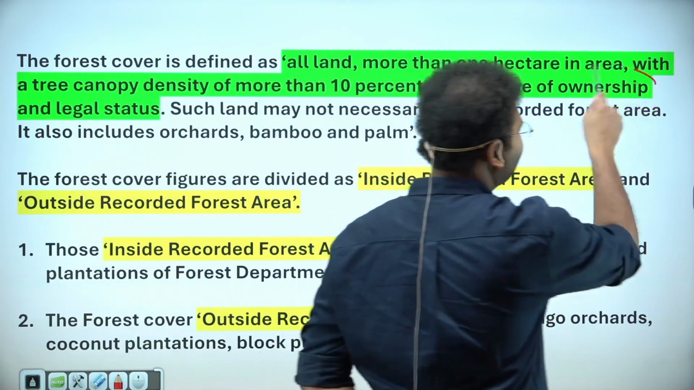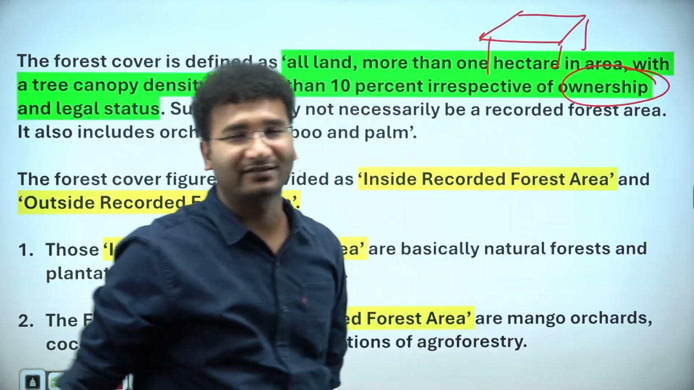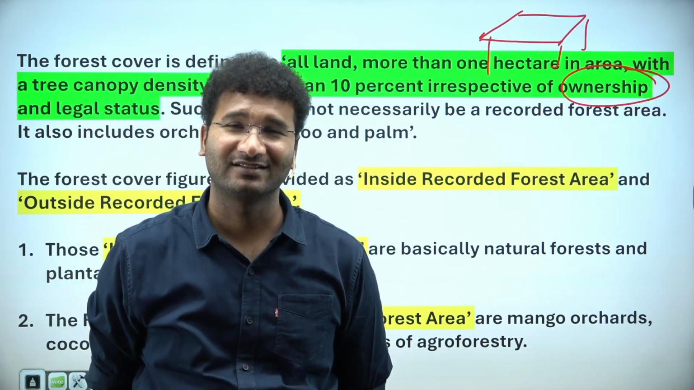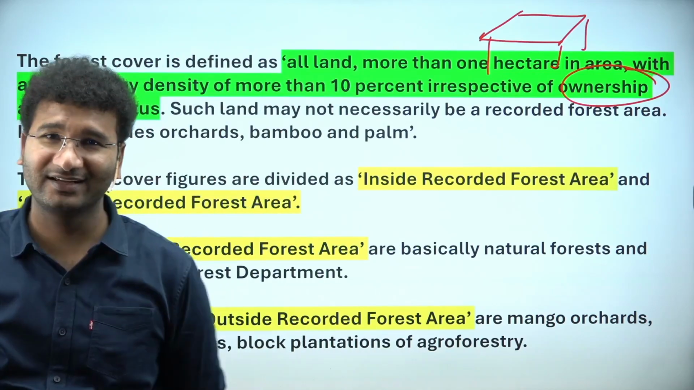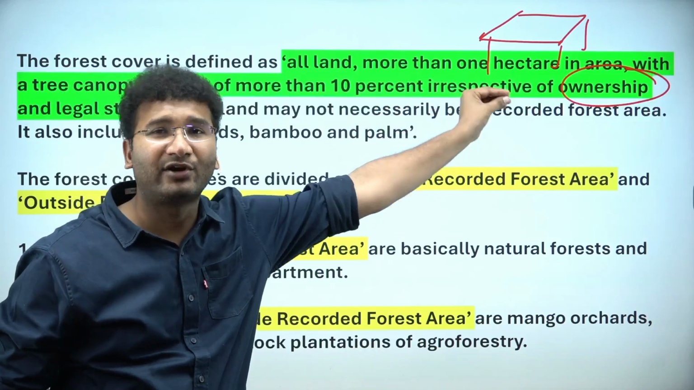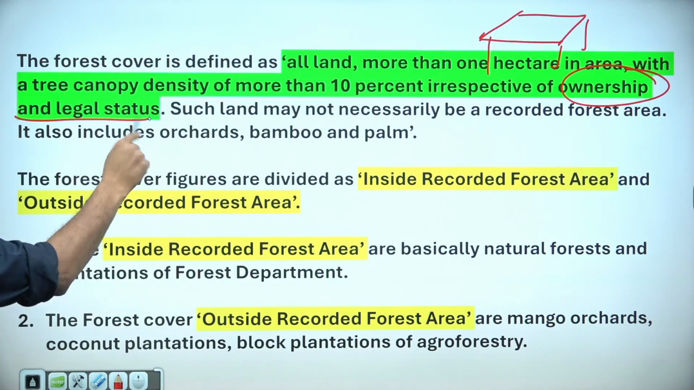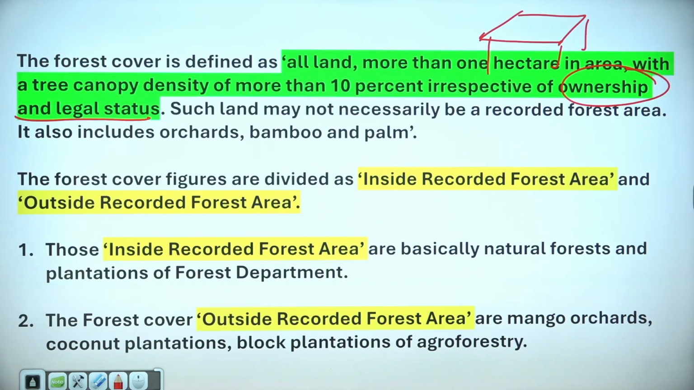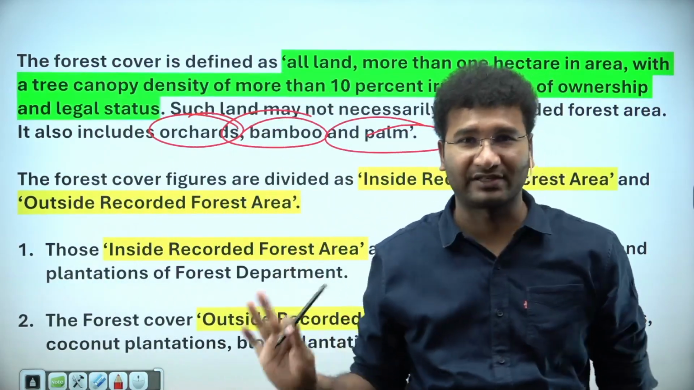I told you, right? Irrespective of the ownership. That means in your own farm field, you go and plant mango plantations, that will be called a forest by the government itself. Okay? Now that depends on what kind of rules and regulations will apply to these privately owned forests. Irrespective of the ownership, it is written. And legal status. Such land may not necessarily be a recorded forest area. It also includes orchards, bamboo, palm. Right? Orchards, bamboo, palm. It can be anything.